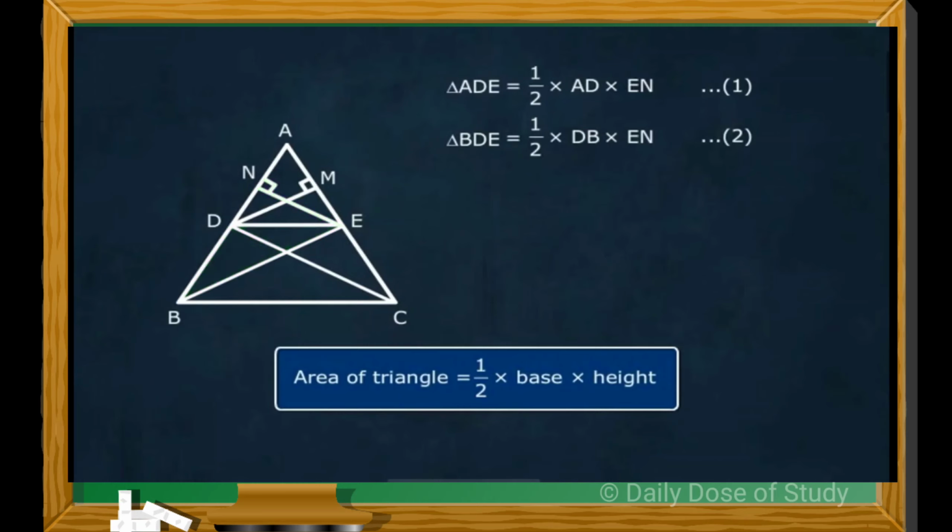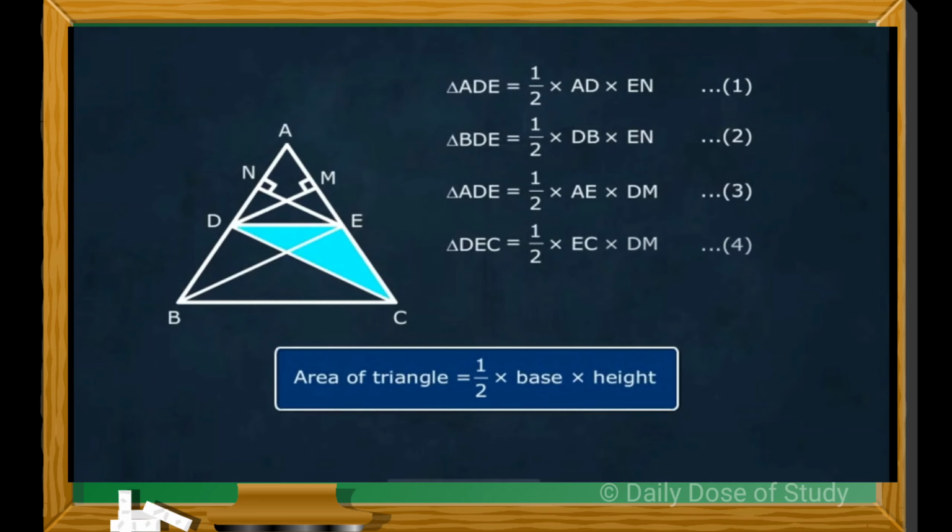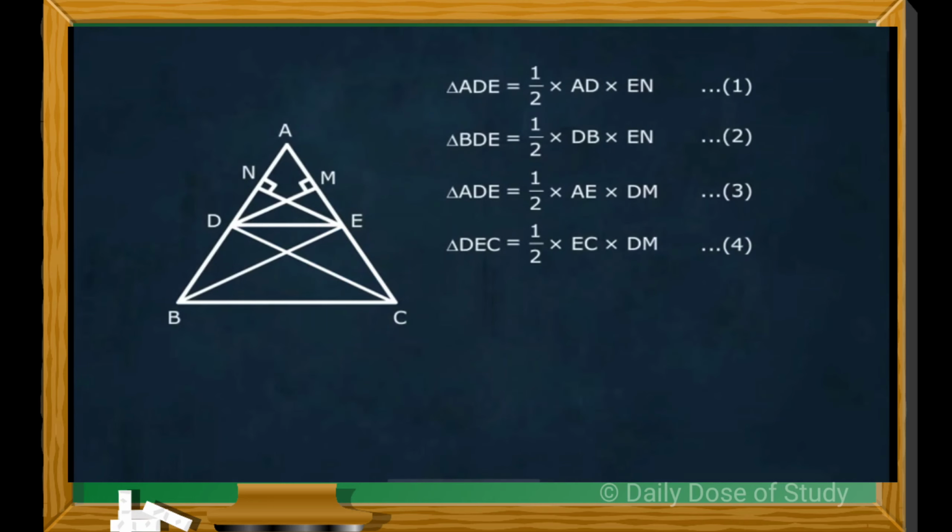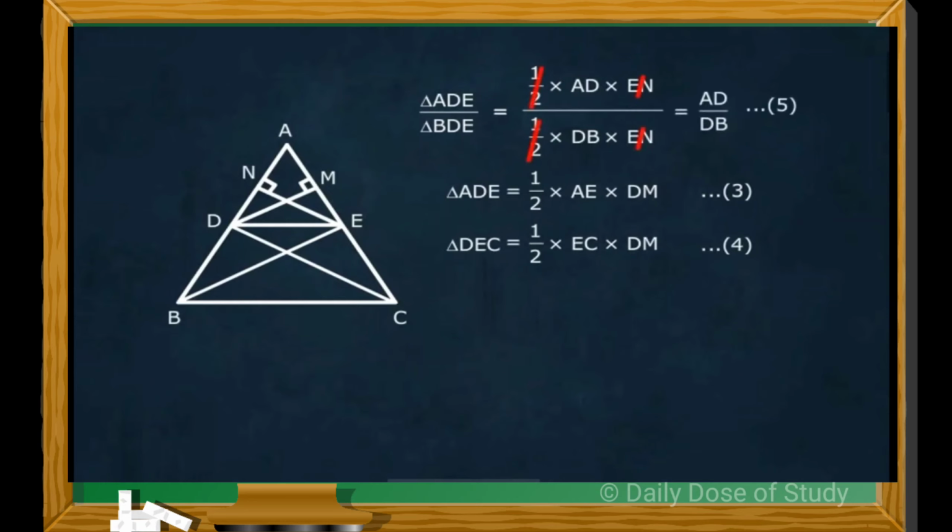Now, area of triangle ADE, that is half into AE into DM, and area of triangle DEC, half into EC into DM. So we've got these four equations. Let's divide equation 1 by equation 2. What do we get? Area of triangle ADE by area of triangle BDE is this. And half and EN get cancelled. So we have AD by DB.